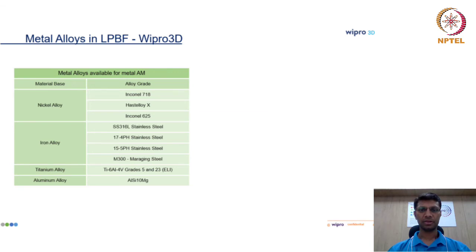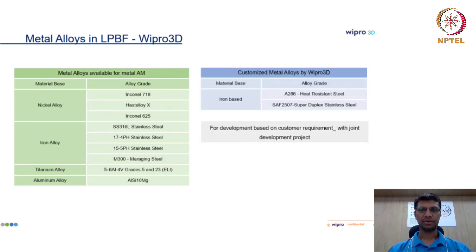Also we are working on custom process parameter development for new alloys, for which the parameters are not available from the machine manufacturer. Until now we have developed A286 grade, also called HRS, heat resistant steel, and super duplex stainless steel. Now we are working on the development of nickel based alloy CM247.